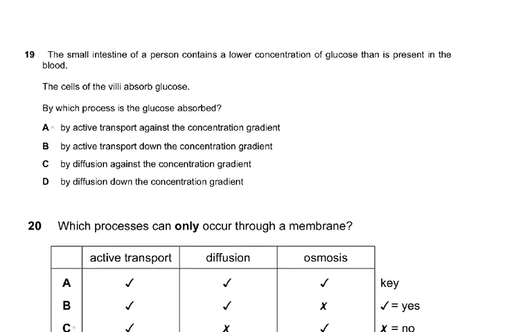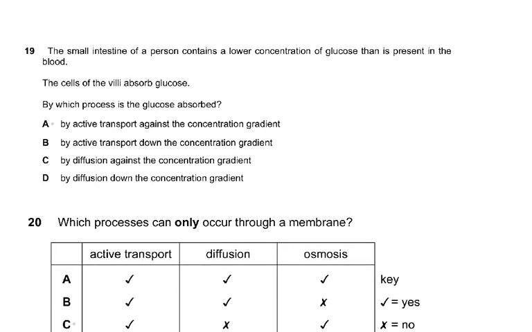Now coming on to question number 19. The small intestine of a person contains a lower concentration of glucose than is present in the blood. The cells of the villi absorb glucose. Which process is involved? So these two are wrong. You know this is a syllabus point: by active transport against the concentration gradient. Very simple, very easy question.